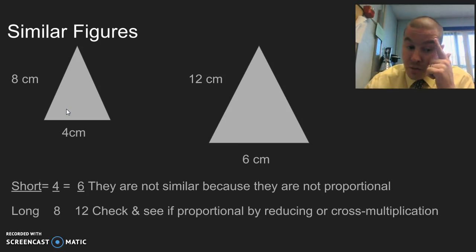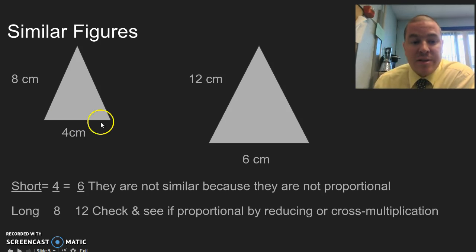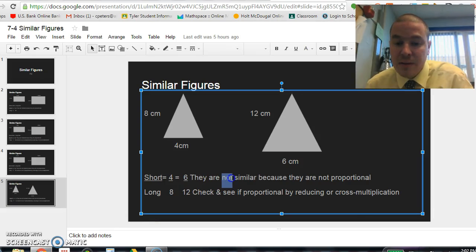Looking at this, I have short side 4 centimeters over long side 8 centimeters is equal to short side 6 centimeters over long side 12 centimeters. They all have to come from the same shape whenever you've got everything on the side of an equal sign. So 4 over 8 equals 6 over 12. So they are similar. For some reason I didn't change that. They are similar.